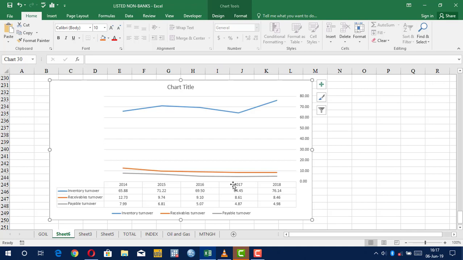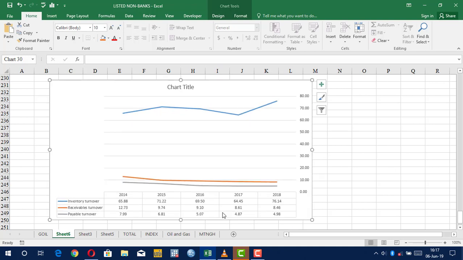And in 2017, it reduced further to 4.87 times. And in 2018, it reduced further to 4.98 times. Now, a very, very interesting trend here.